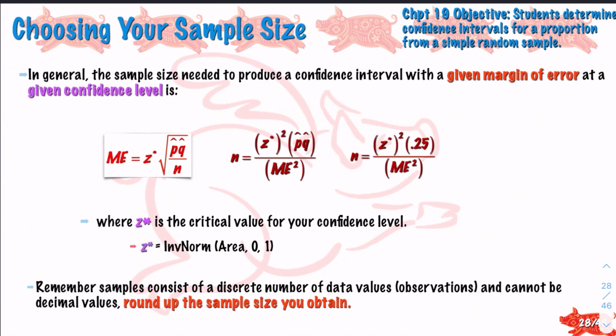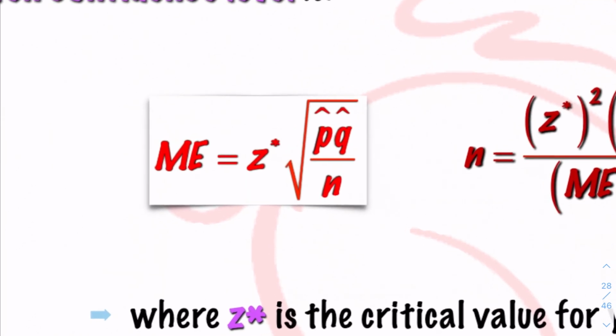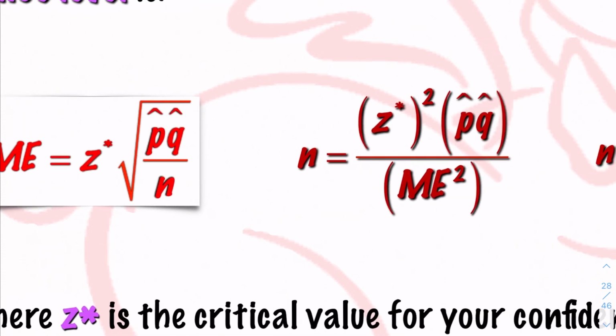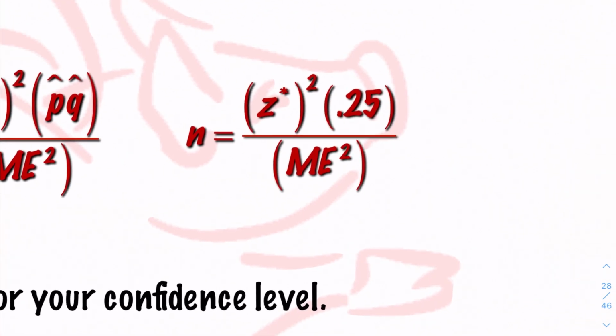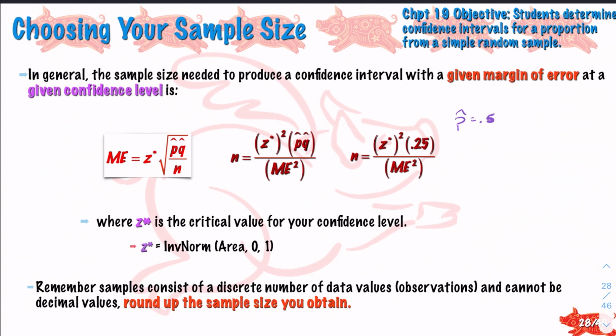So in general, for the sample size we need to produce a confidence interval with a given margin of error at a given confidence level, we say the margin of error is z star times the square root of p hat q hat over n. So n is here. If p hat times q hat is 0.5 times 0.5, it's going to give us 0.25. And there we get our z star, our critical value, and we have our margin of error squared in the denominator.